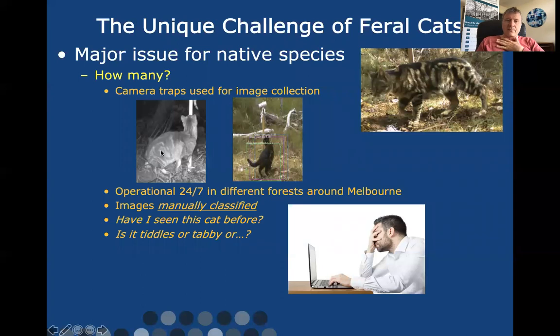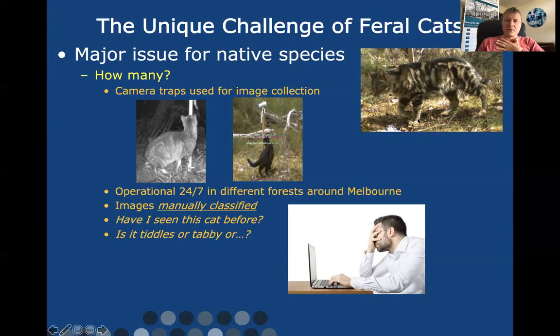Based on that, the ecologists that we're working with have to manually classify these cats. Like, this is the same one that I've seen before, or this is a new one I've never seen before. And the way they do this is by looking at the markings. All cats can have unique markings. It's not always obviously unique, but this is the general challenge.